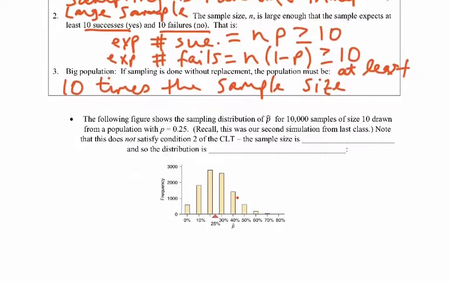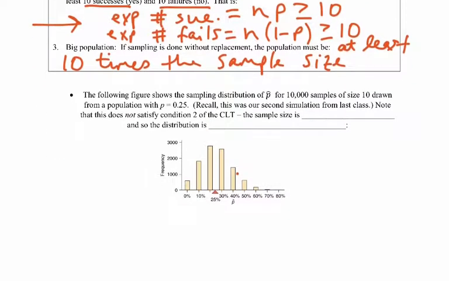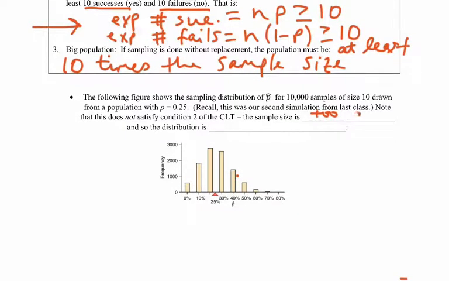So condition 2 says that your sample size that you're pulling, your n, has to be at least large enough to expect 10 successes and 10 failures. Well, if my sample is only 10, that's not enough for 10 successes and 10 failures. So in this case, the sample size is too small. And so the distribution is not normal.